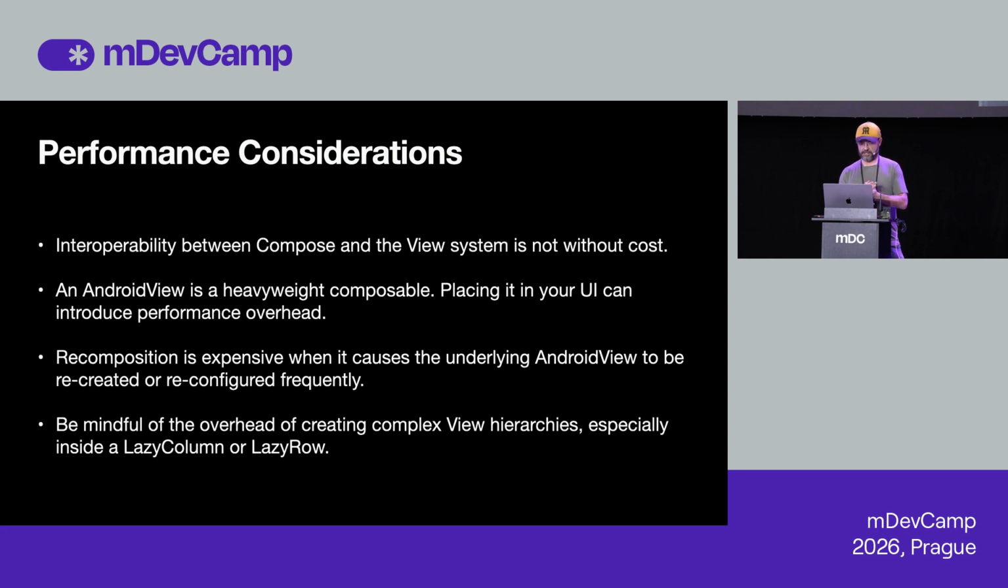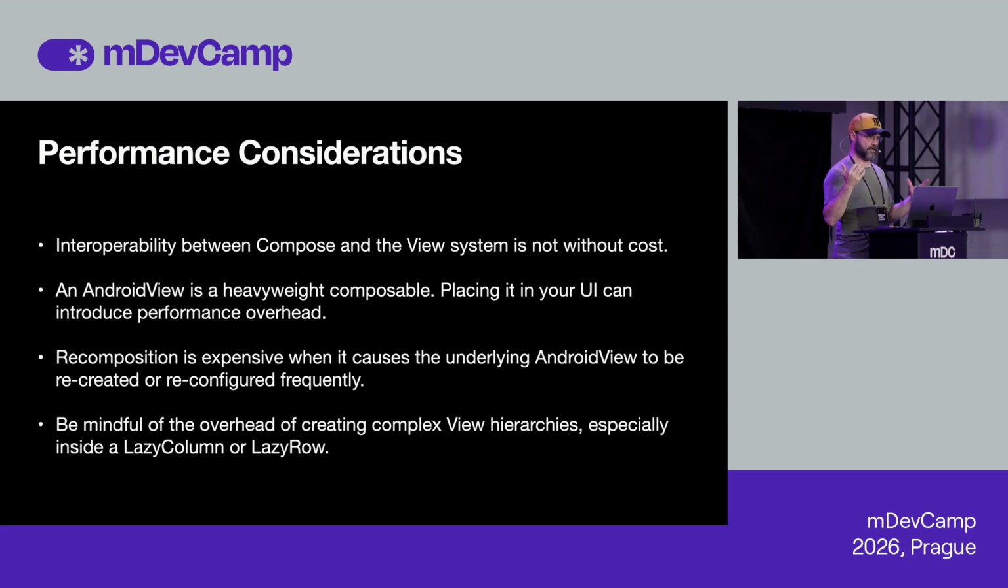Performance considerations. This, in general, can be a bottleneck. The interoperability between Compose and the view system is not without cost. In fact, for Android Maps Compose, there is a very old issue that talks precisely about the performance problems. When you try to load a cluster with thousands of items, it's not really working very well, since the Android view seems to have a performance overhead penalty. And when you're calling it over and over and over, the performance degrades quite easily.